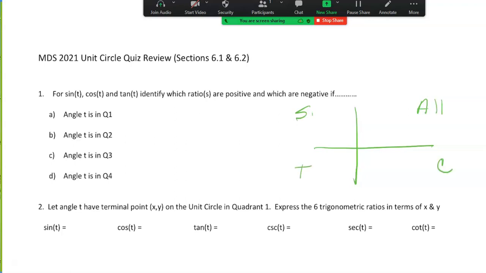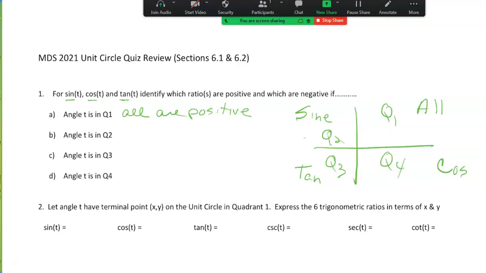Everything's positive here. Sine and cosecant are positive in quadrant 2. Tan and cotan positive in quadrant 3. Cosine and secant positive in quadrant 4. Here are your quadrant numbers. Alright, so if angle T is in quadrant 1, and they want to know about sine, cosine, and tan, you can say all are positive.